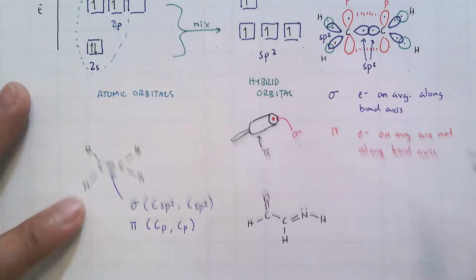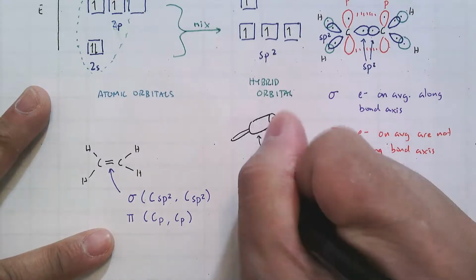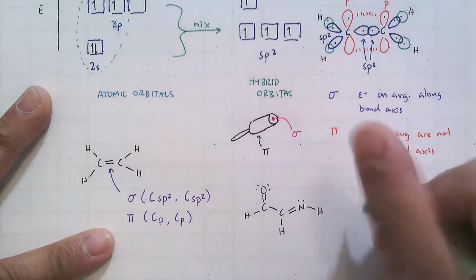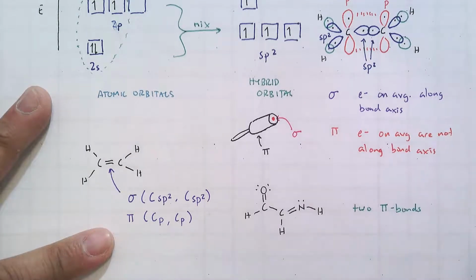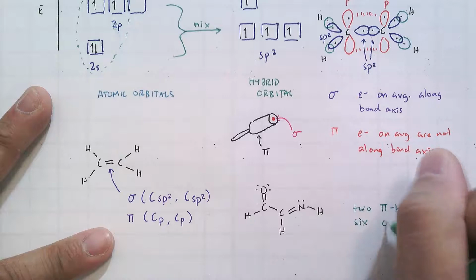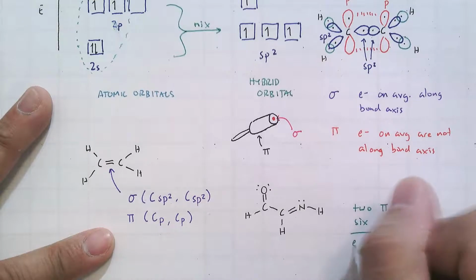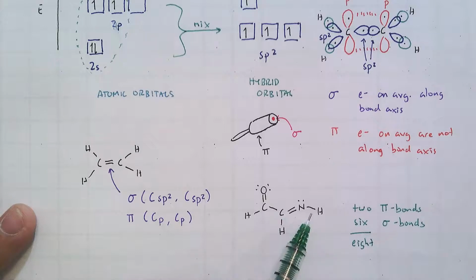Real quickly, you could check yourself. Pi bond, oops, let me draw these two lone pairs. Pi bond and pi bond. So there are 2 pi bonds. And there are 1. So there's a sigma bond right here. 2, 3, 4, another sigma bond, 5, 6. There are 6 sigma bonds for a total of what? For a total of 8. So let's double check. 1, 2, 3, 4, 5, 6, 7, and 8. Okay.